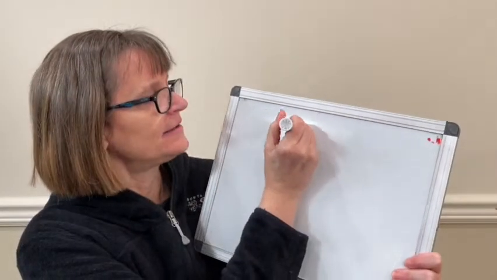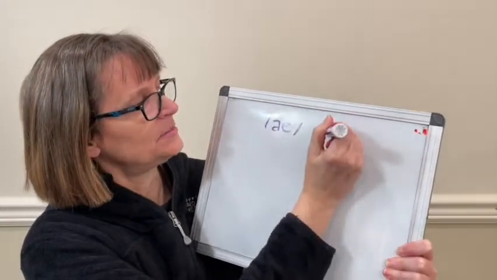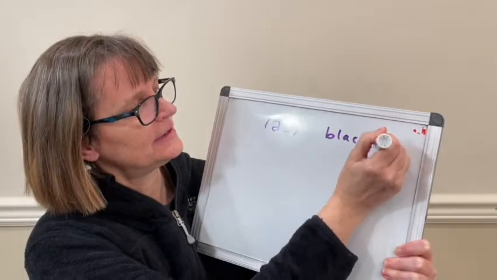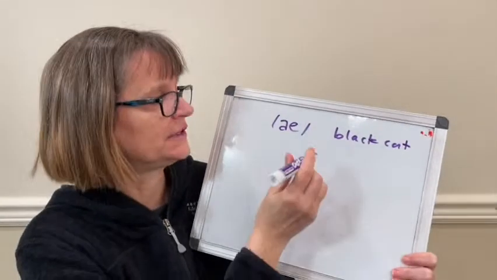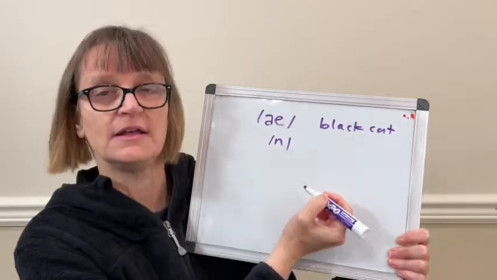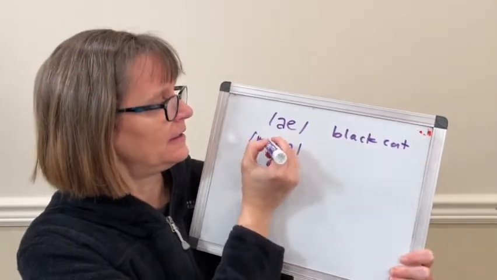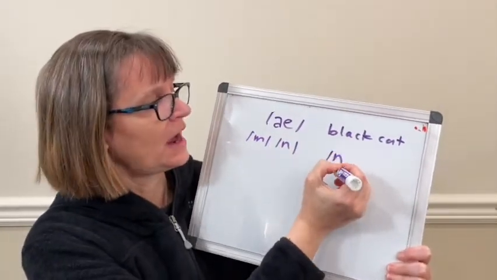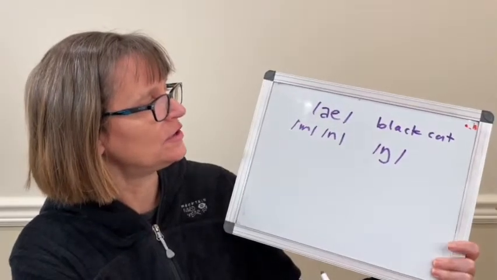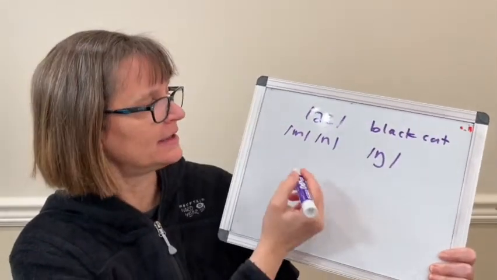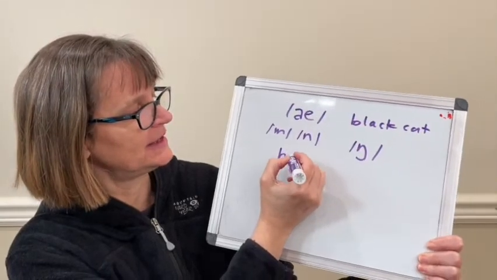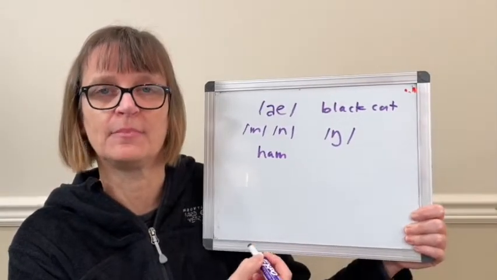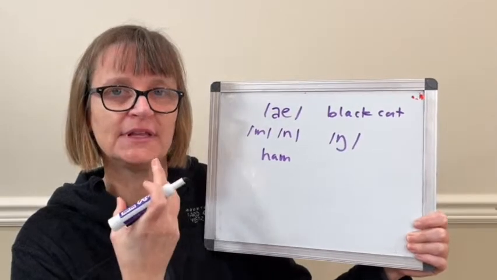Okay, so we have a question about the sound before nasal vowels. So the vowel as in black cat, tends to sound a little different before an n, an m, or an ng sound. So you'll notice if I'm saying black versus ham, black, ham, it really is the same vowel.